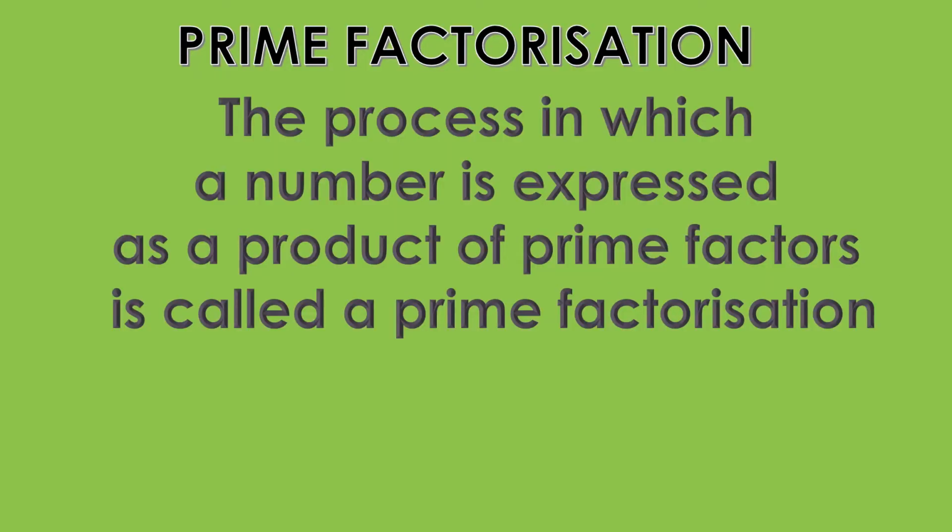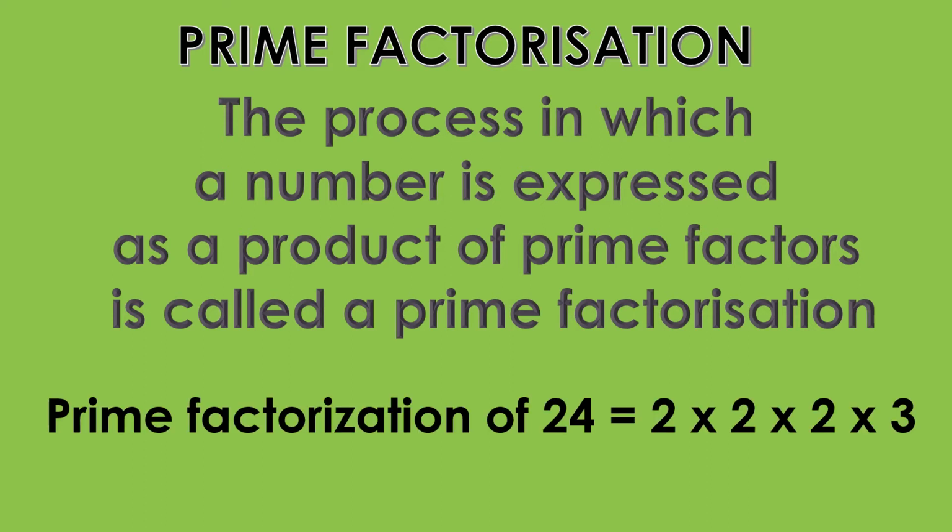Prime factorization is nothing but the process in which a number is expressed as a product of prime factors. For example, if we take the number 24, 24 can be written as 2 into 2 into 2 into 3. 2 twos are 4, 4 twos are 8, 8 threes are 24. See, all these numbers are prime numbers. If we write the number as a product of prime factors, then it is called prime factorization.